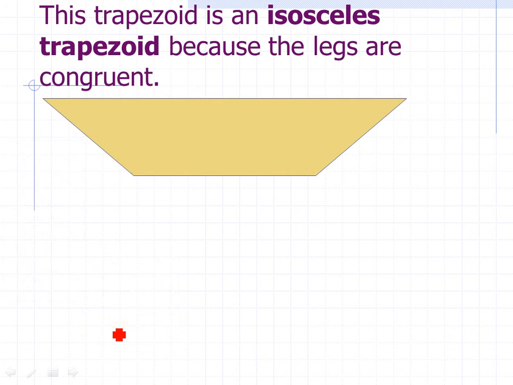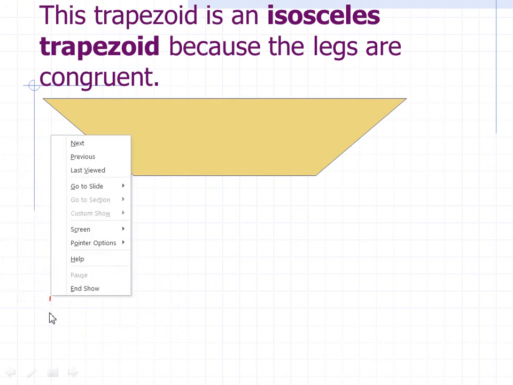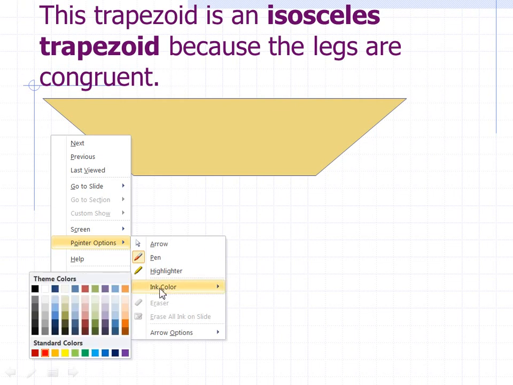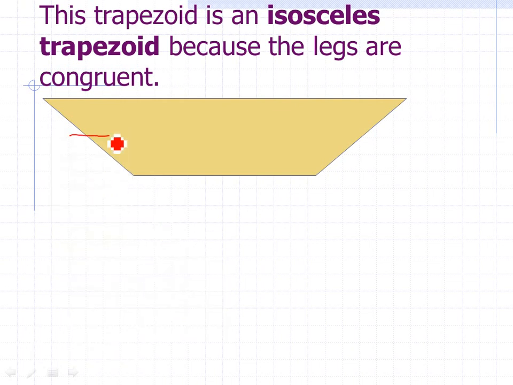There's actually a little more here. Oops, I hit the wrong thing. Did everybody get that before I erased it? Yeah. So we know these two are congruent. We know these two are parallel. We know these two angles are congruent. We know these two angles are congruent.